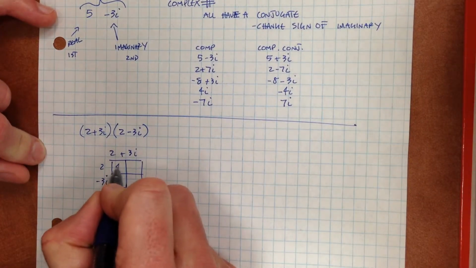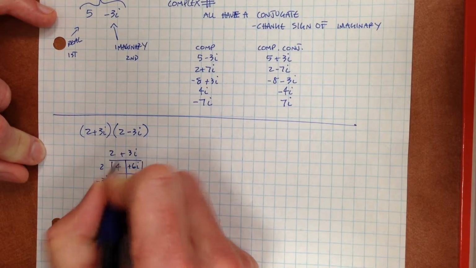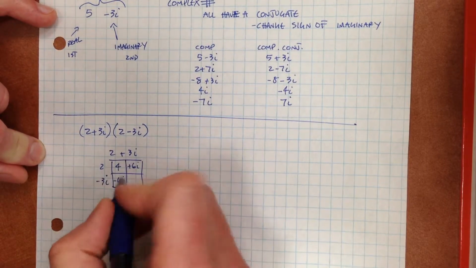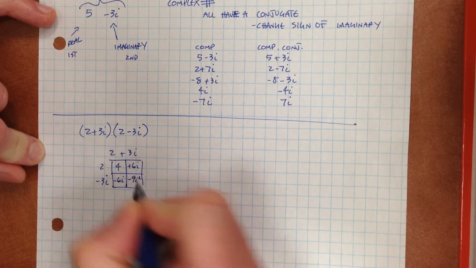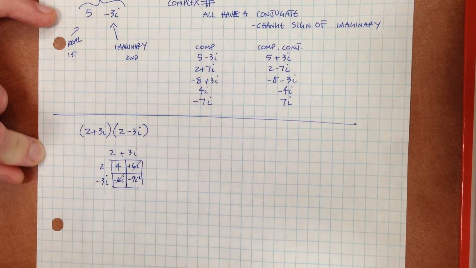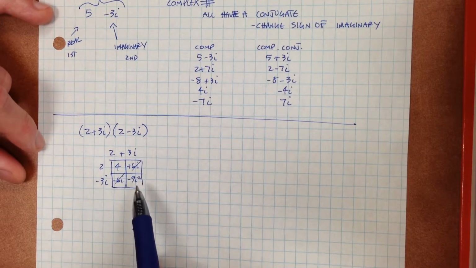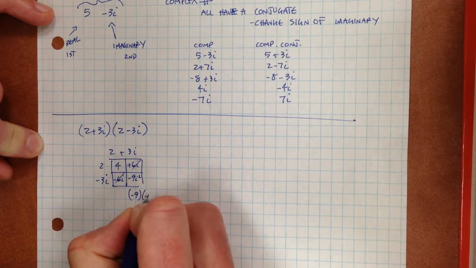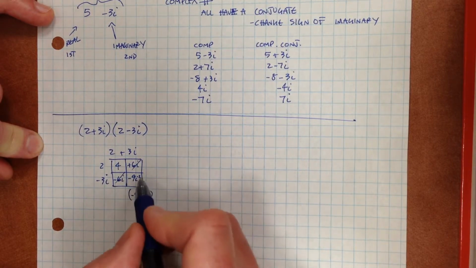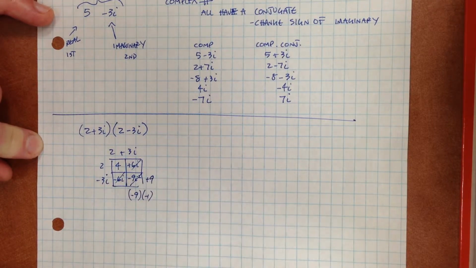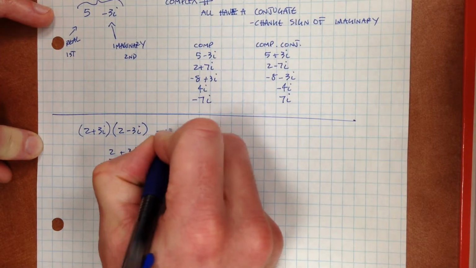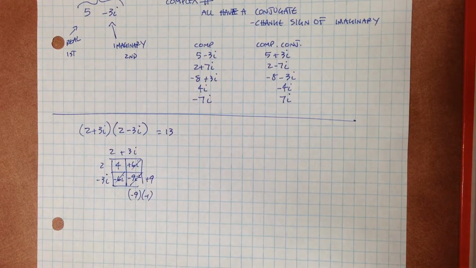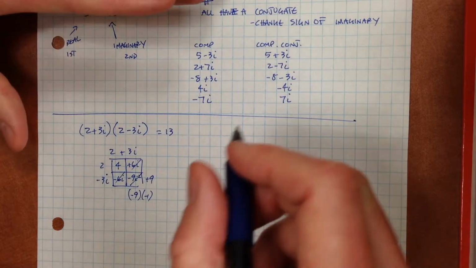So 2 times 2 is 4. That is a positive 6i. That would be a negative 6i. And down here we would have negative 9i squared. Well, those two cancel each other out. That's nice. And back to that cheat sheet up top, i squared is actually negative 1. So this box right here is negative 9 times negative 1. So this whole box actually ends up being a positive 9. So it is 4 plus 9, giving me a value of 13. So when you multiply by the conjugate, the imaginary part disappears and goes away.